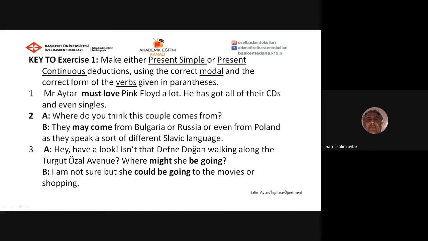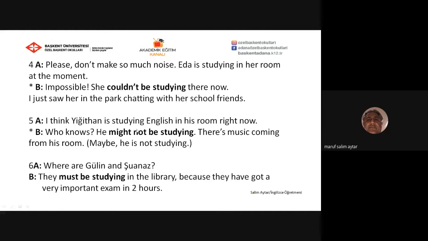Remember, it is a weak, positive, present continuous deduction. Okay? Please don't make so much noise. Eda is studying in her room at the moment. Impossible. She can't be studying there now. I just saw her in the park chatting with her school friends. The fifth conversation goes, I think Yiğit is studying English in his room right now. A present continuous sentence. Who knows? He might not be studying. There is music coming from his room.